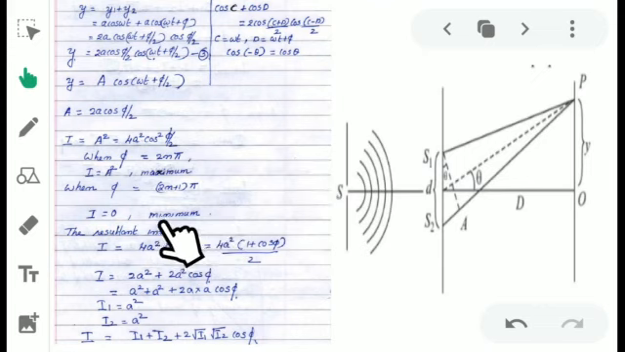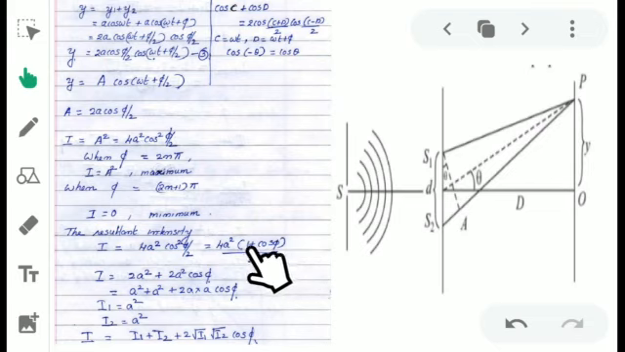Now we can rearrange this by using the trigonometric relation, that is I is equal to 4a square cos square phi by 2. You know that cos square phi by 2 we can write as (1 plus cos phi) by 2. This is one trigonometric relation, the multiple angle relation. So when you rearrange it, you will get the final formula: I is equal to I1 plus I2 plus 2 root I1 root I2 cos phi.